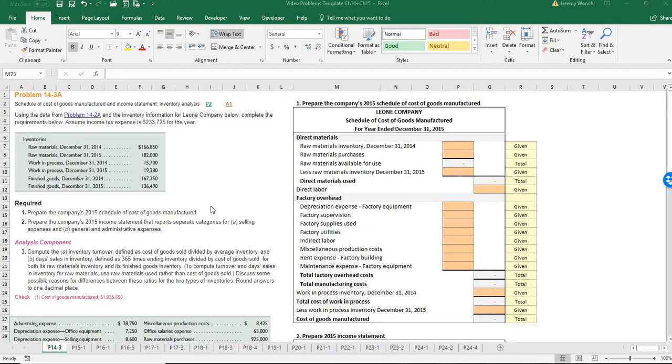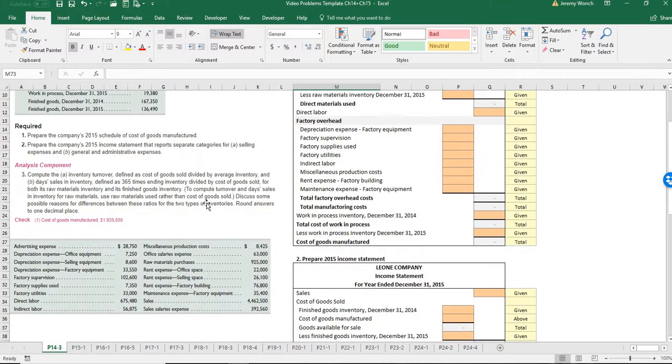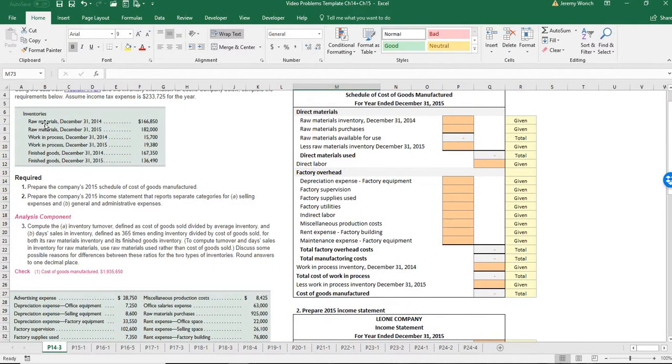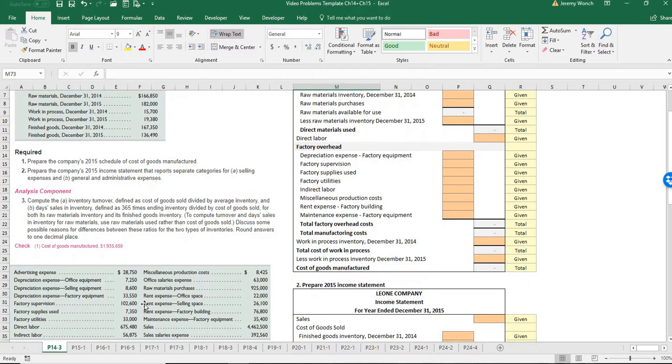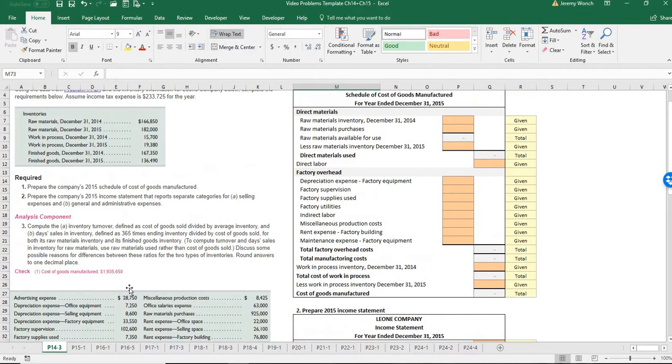We're going to use some data from 14-2, and we're going to prepare a statement, or schedule, of the cost of goods manufactured. So we have some inventory balances here, beginning and ending, and then we have some other expenses down here.